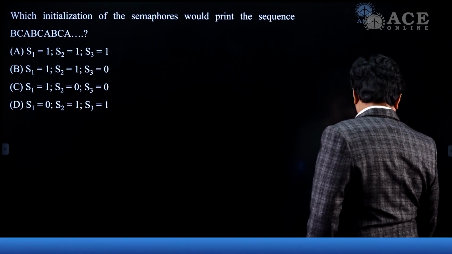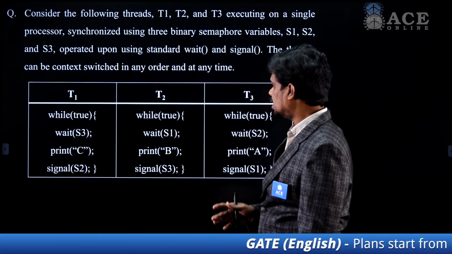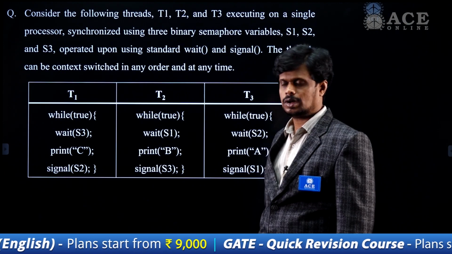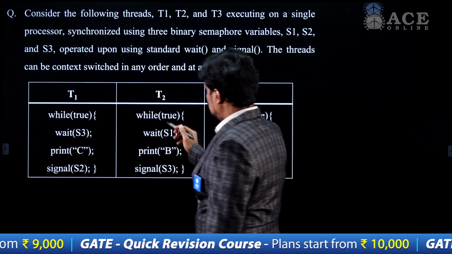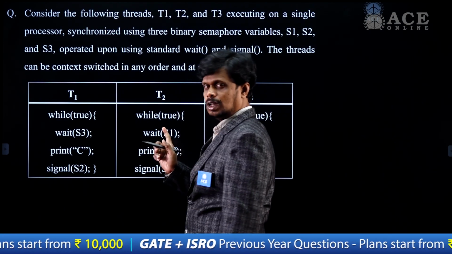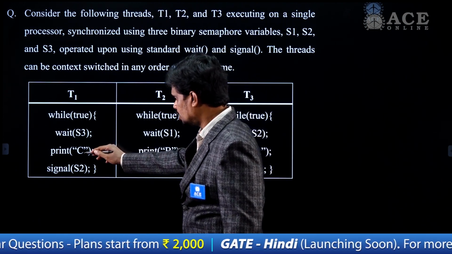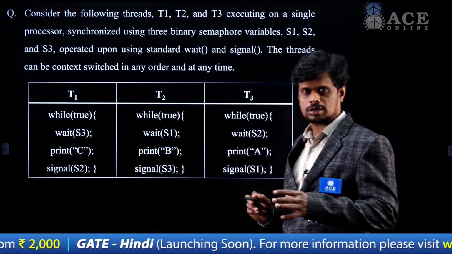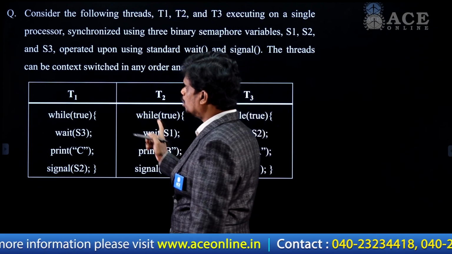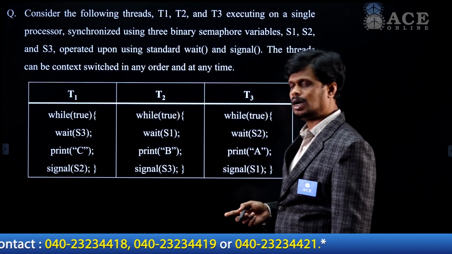So BCA, the output string starts with B. Among the three threads, which thread is printing B? Thread 2. So thread 2 is printing B first, and according to the output string, B only has to be printed first, and the remaining C and A should be halted, meaning blocked. So in order to allow only T2 to print B first, we need to block T1 and T3 here. But how can we block them?